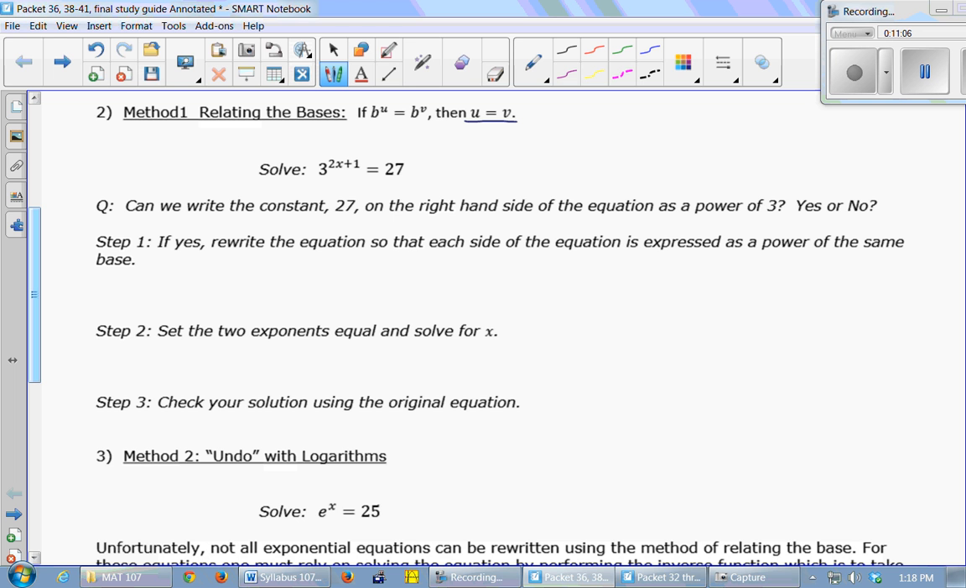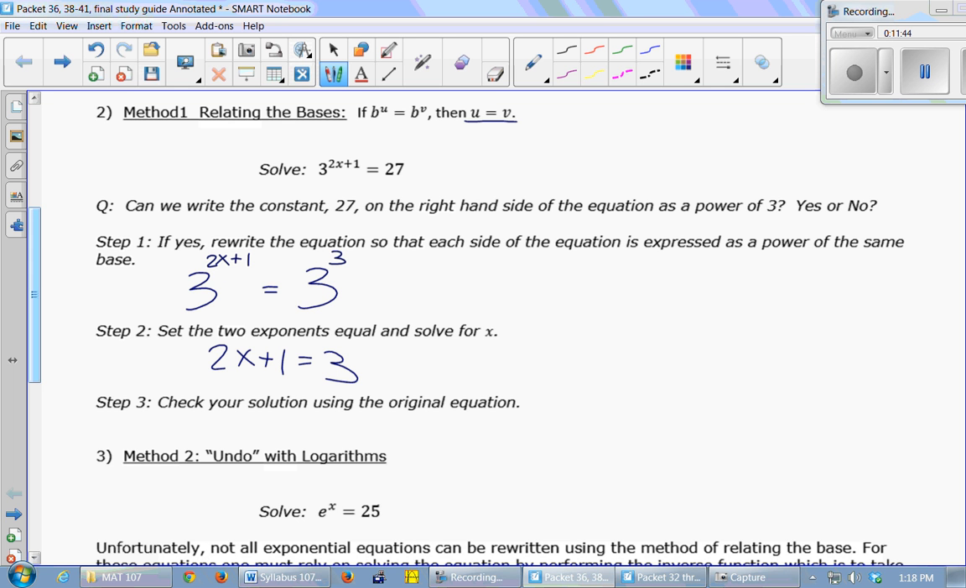So if I wanted to do 3 to the 2x plus 1 equals 27, I've got a variable in the exponent, so this is an exponential equation. I'm going to rewrite that 27 as a power of 3. How could I rewrite 27 as 3 to the something? 3 to the third, yeah. So this is going to be 3 to the 2x plus 1 equals 3 to the third. Okay. So my bases are the same base raised to different powers. Then the 2 exponents have to be the same, right? So now I just set 2x plus 1 equal to 3 and solve.